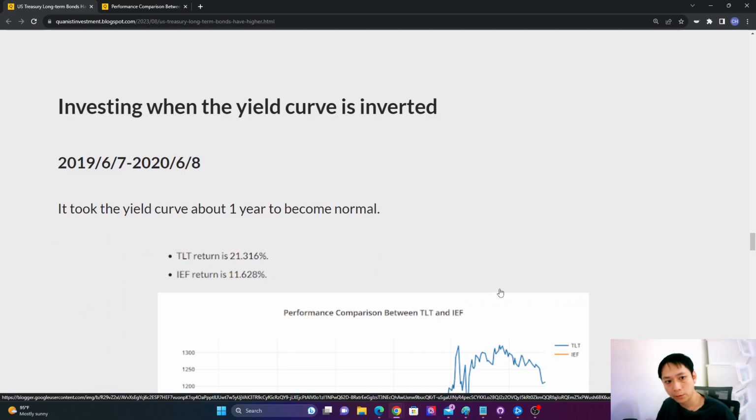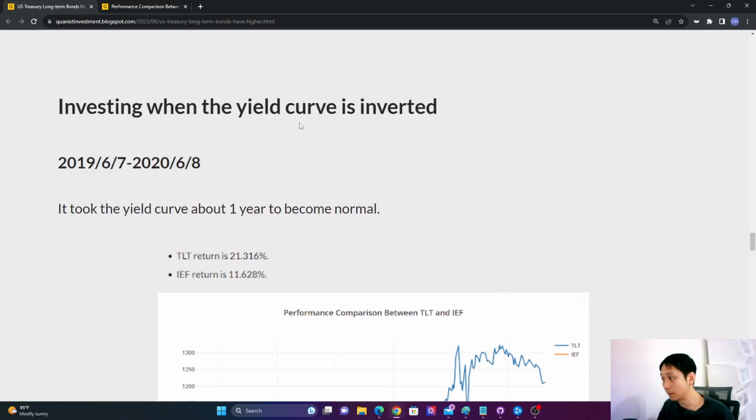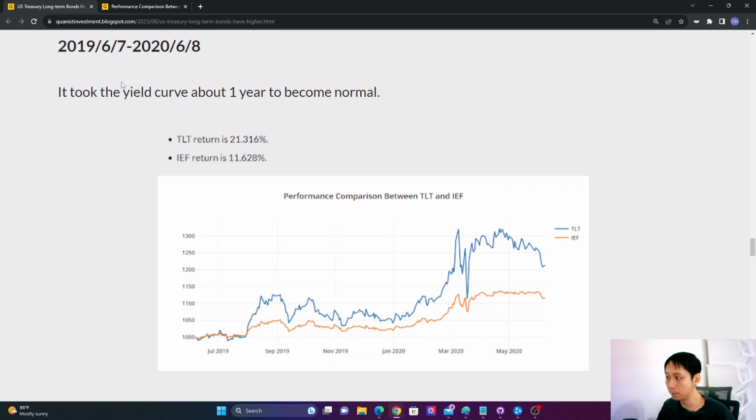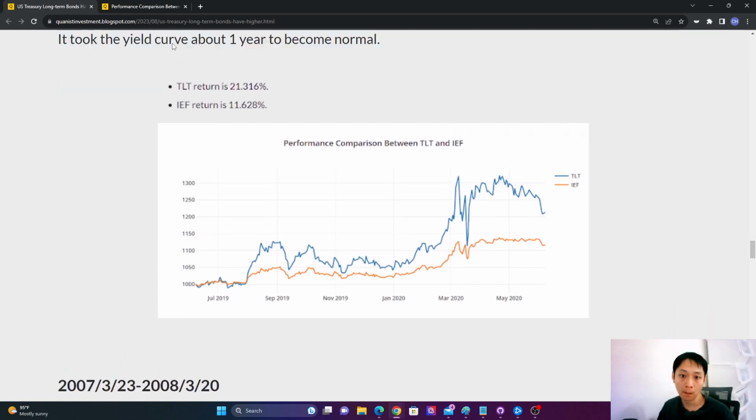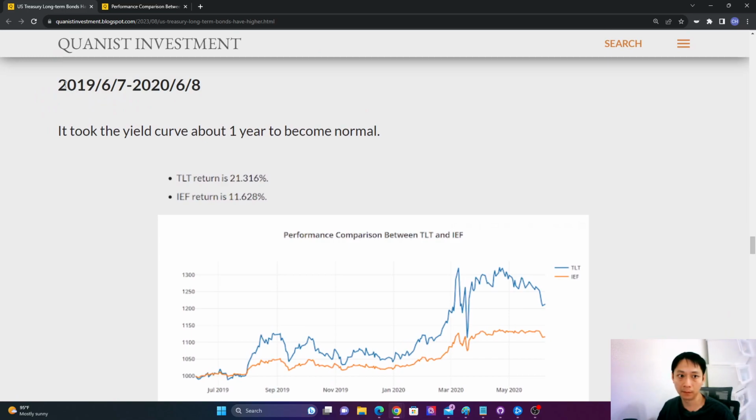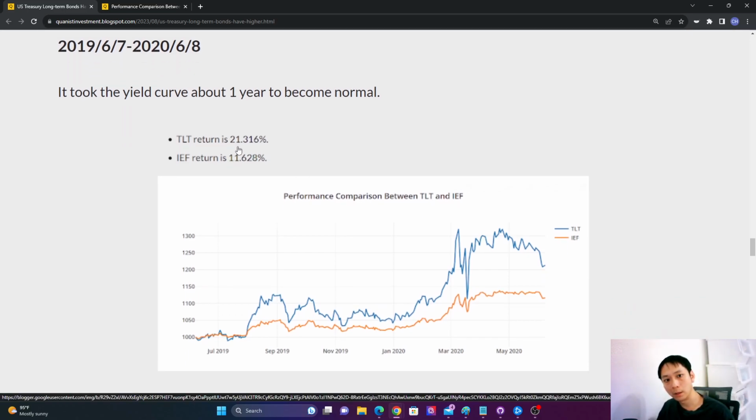So I went ahead because I was interested in when the yield curve was inverted. I chose two time frames. The first one was June 2019. One thing that's interesting is that on June 7th, 2019, the yield curve was very inverted. But one year later, on June 8th, 2020, the yield curve became normal. It only took 1 year for the yield curve to become normal. So I chose the time frame from the days I talked about. TLT wins with a return double that of the IEF.